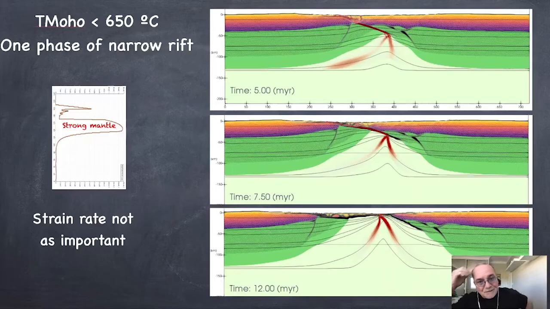We now have access to supercomputers through the NCI facilities, which means that we can test all these ideas in a context where the mechanical property of the lithosphere evolves during deformation, something that you cannot do via analog modeling. So here, for instance, one of the conclusions of these studies is that as long as the temperature at the Moho is under 650 degrees, you tend to develop one phase of narrow rift. Extension is localized at the beginning and stays localized, and you form a narrow rift.